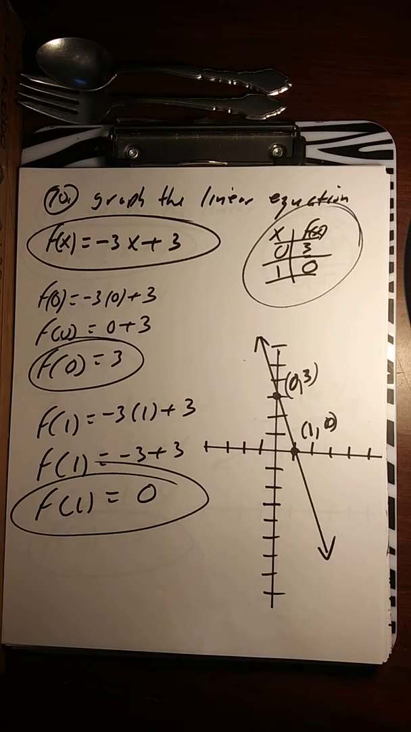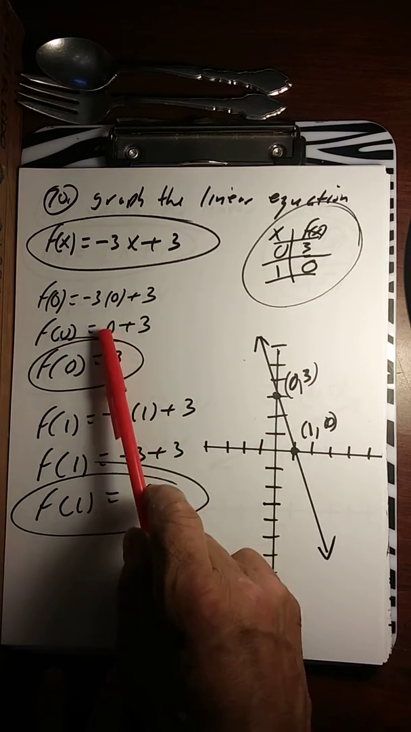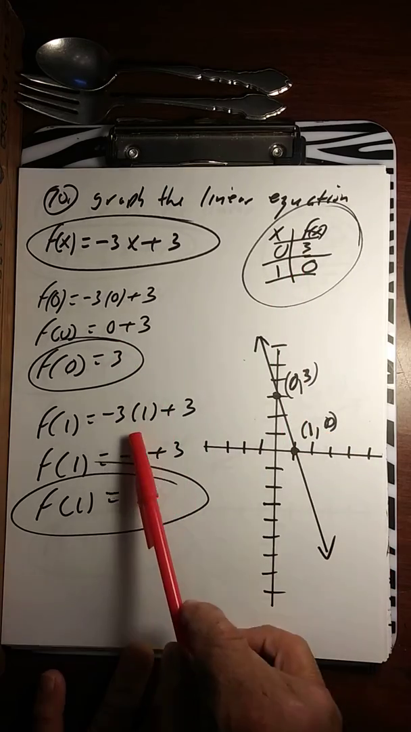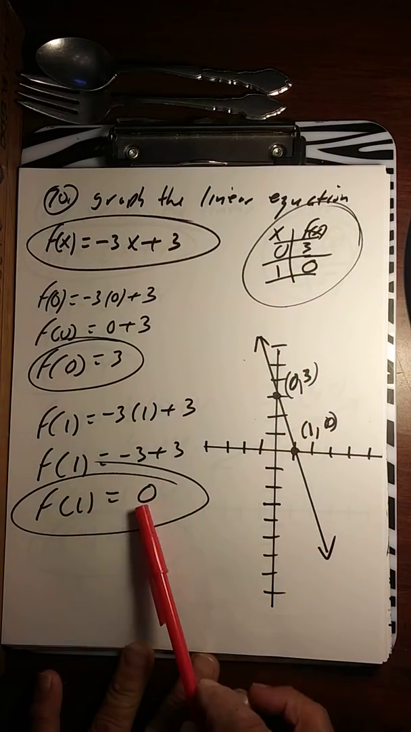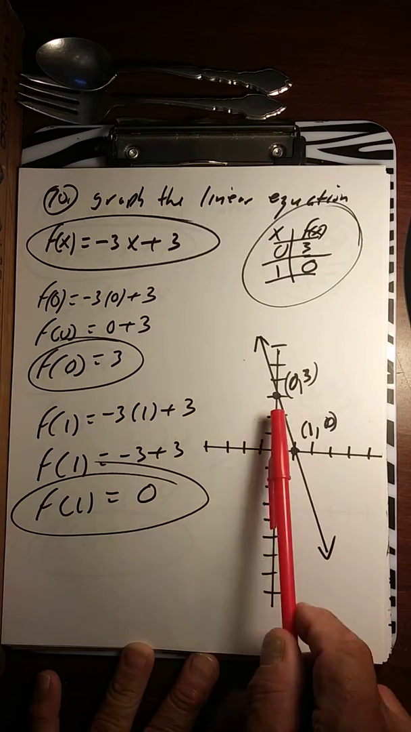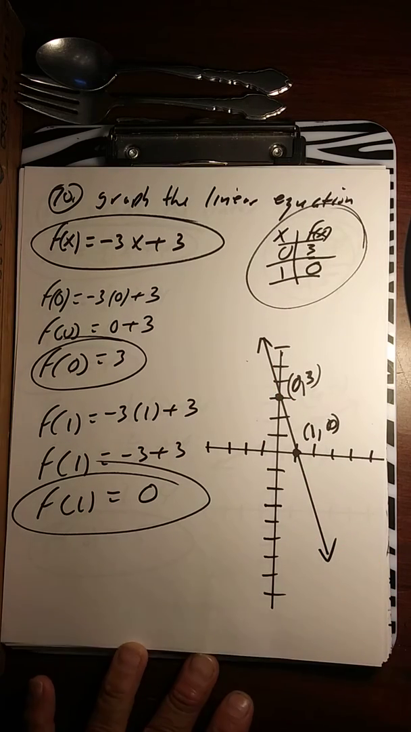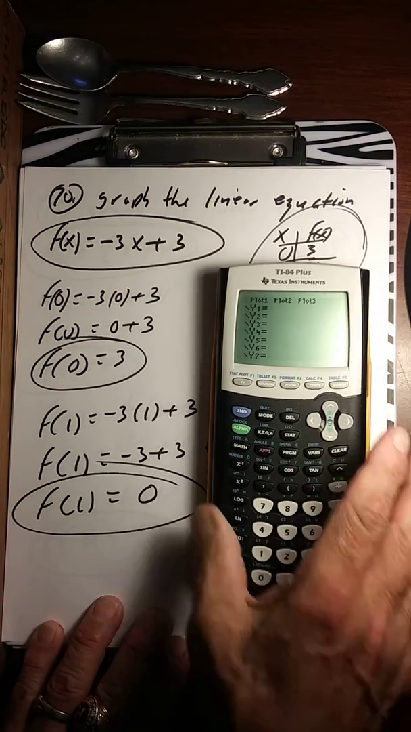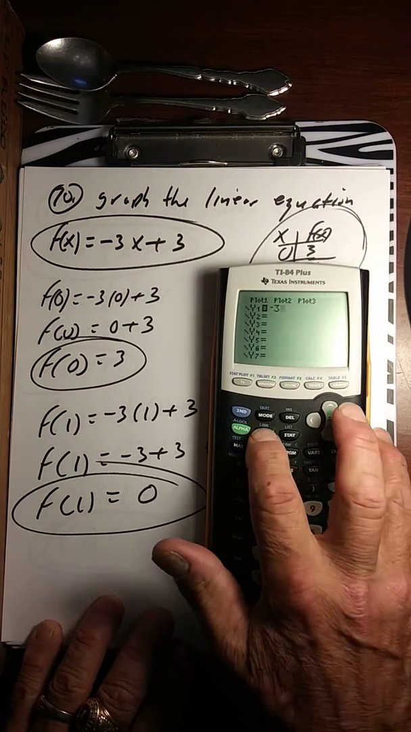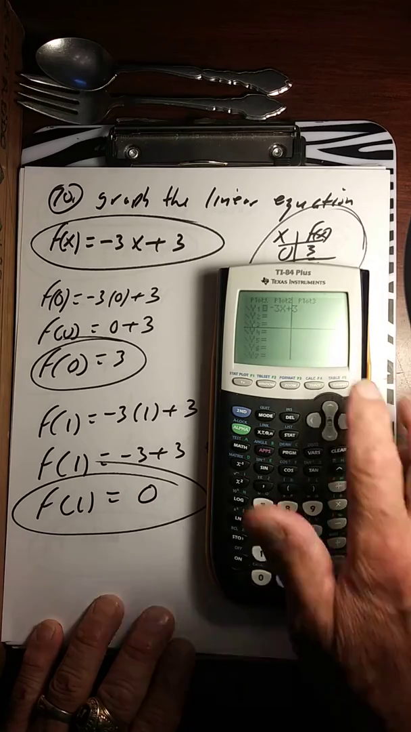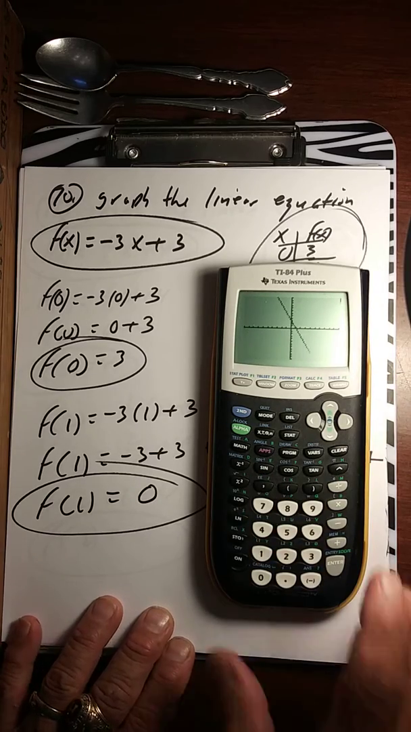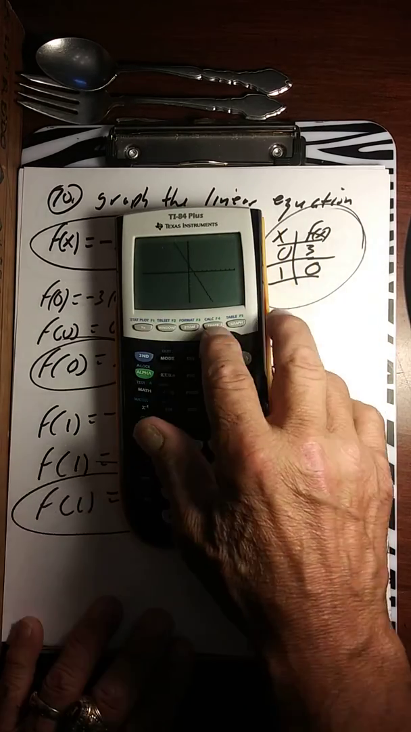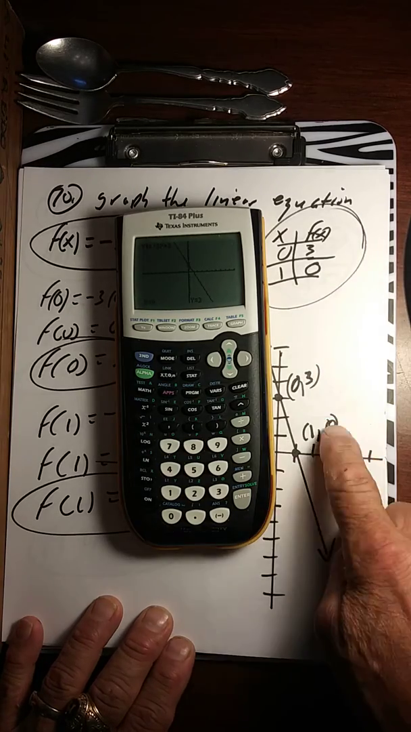Negative 3x plus 3. Put a 0 in there. 3 times that, 0, is 0, plus 3 is 3. Put a 1 in there. That's going to be negative 3 and 3 is 0. So you have 0, 3 and 1, 0. Right there. Or can we put it in the calculator? Sure. Negative 3x plus 3. Hit graph. There it is. So you can do trace if you want, get some numbers.